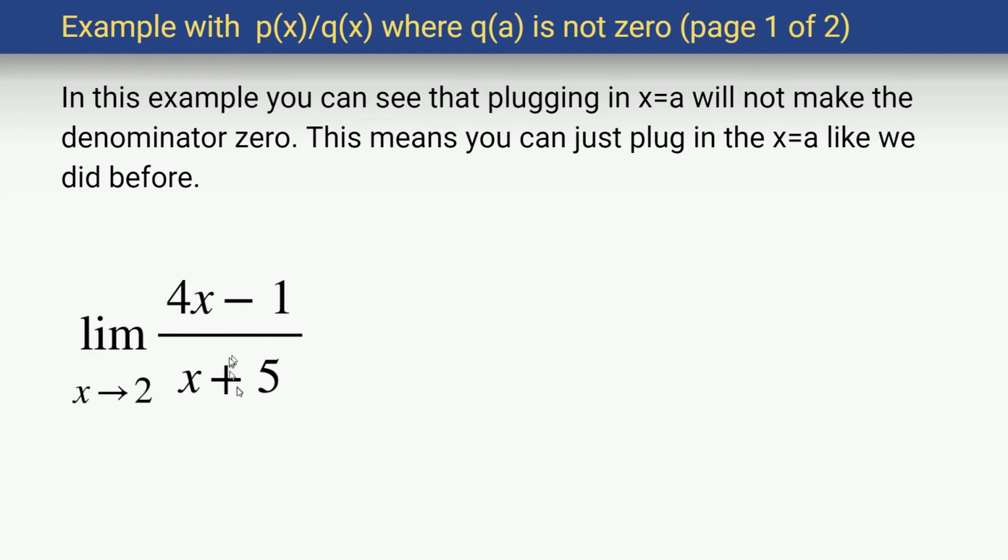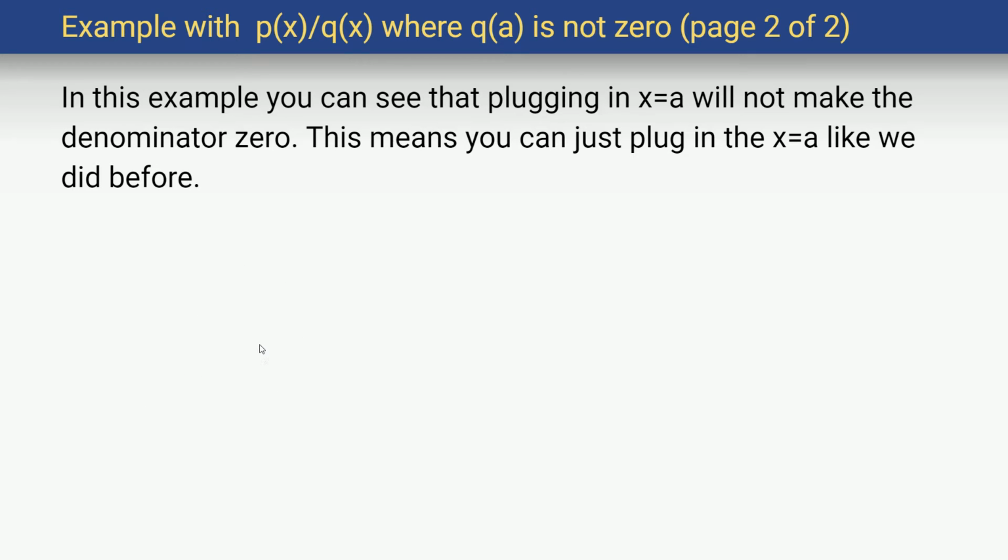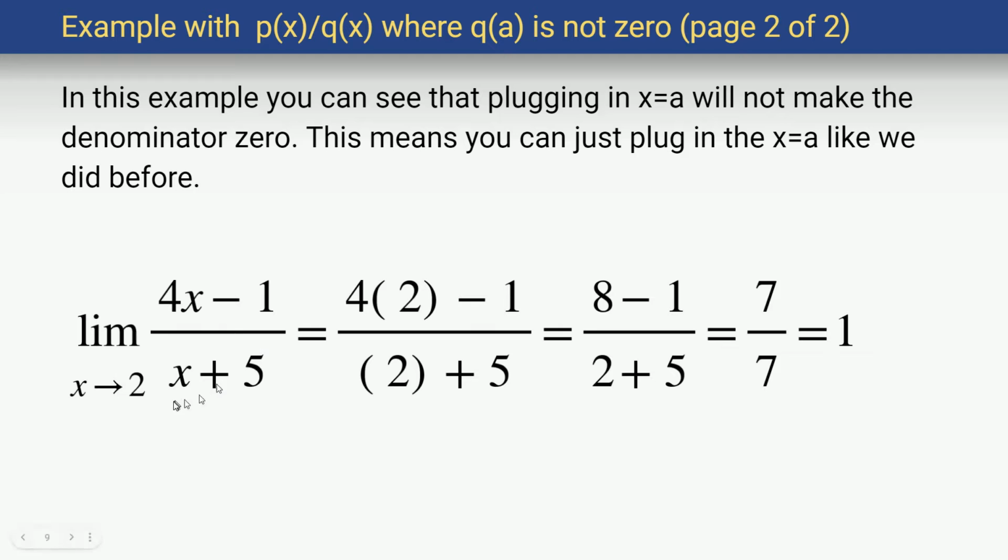So to evaluate this limit here, all you do is plug in x equals 2 for all of the x's that you see. And here is the result. So 4x minus 1 becomes 4 times 2 minus 1. X plus 5 becomes 2 plus 5 when we plug in x equals 2. You work that out, and if I didn't screw up the math, then I ended up with 7 over 7, which is 1. So this limit is 1. Okay, so we again were able just to evaluate the limit by plugging in x equals a. We didn't have to do any algebra or anything complicated at all.